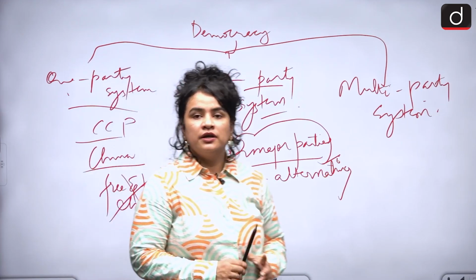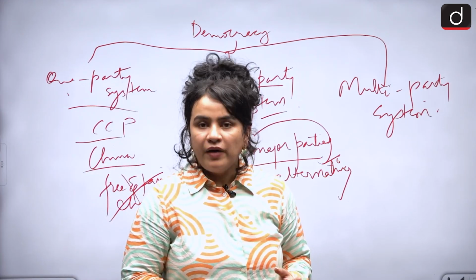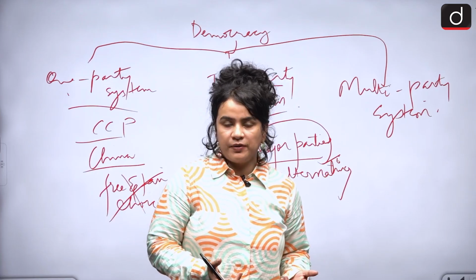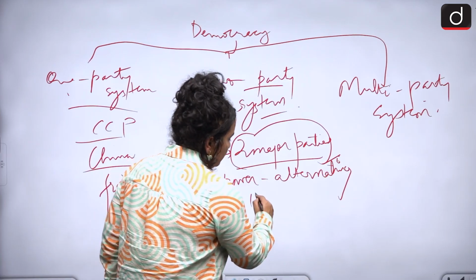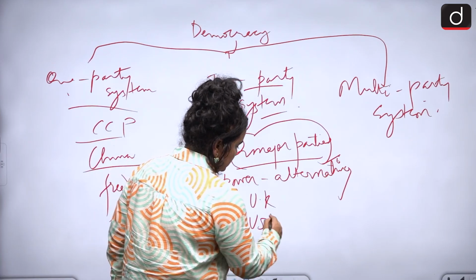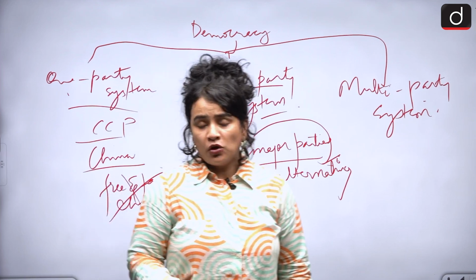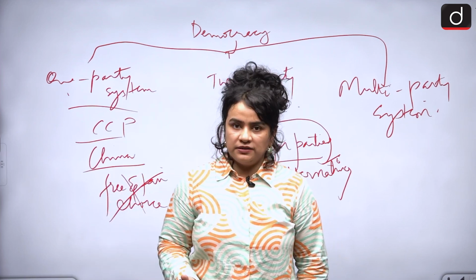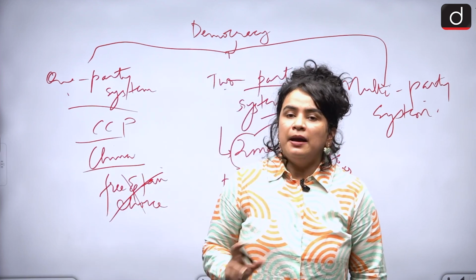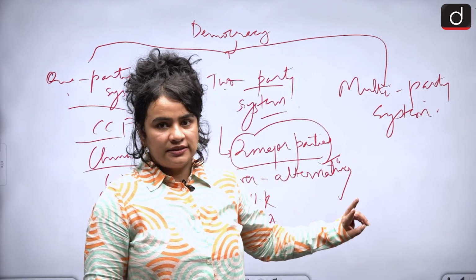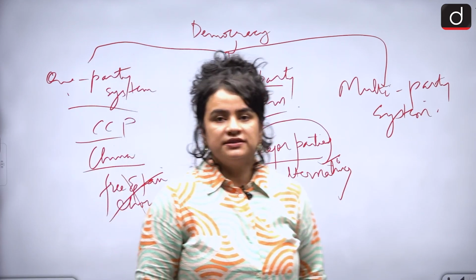Take the case of the UK. There are two main parties, the Labour Party and the Conservative Party. Or you can take the example of the USA. We have the Democrats and we have the Republicans. So there are other parties, but power alternates between these two main parties, all right?